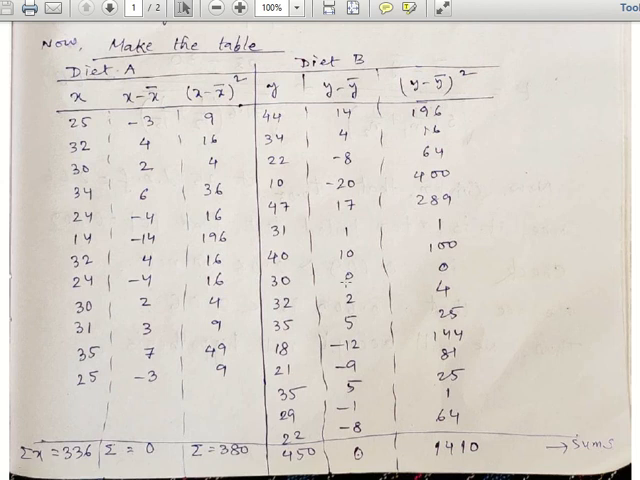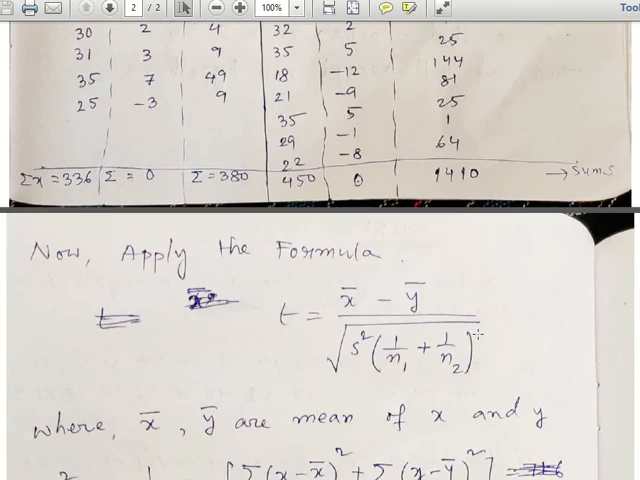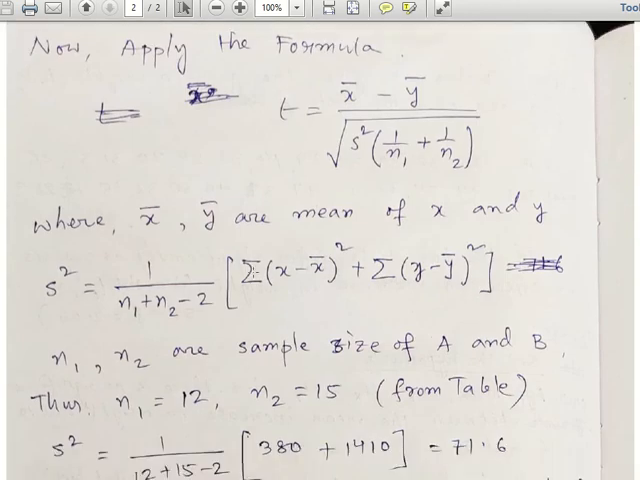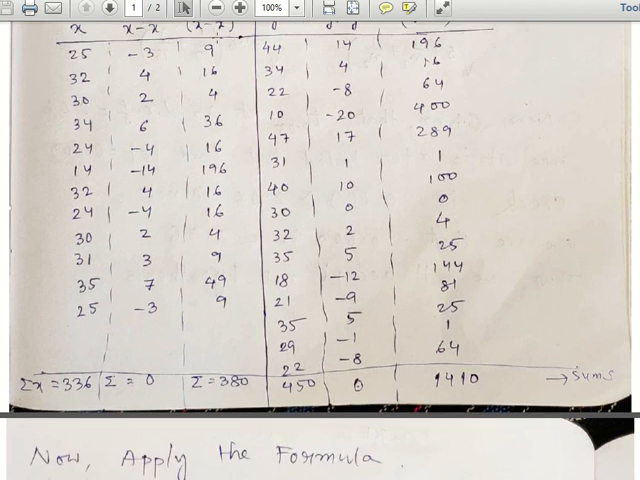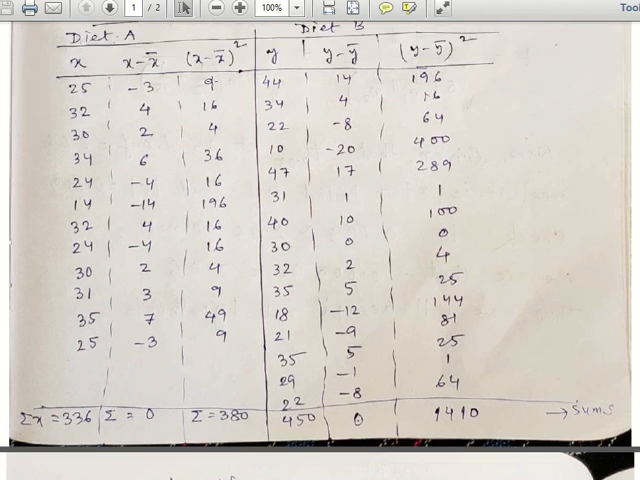Just now calculate each and every number, and then (y minus y bar) whole square, that is 40, 14 whole square, 4 whole square, minus 8 whole square is 64, and so on. Okay, now what is the formula? Formula is summation of (x minus x bar) whole square. So summation of (x minus x bar) whole square is just now add all these numbers. That is (x minus x bar) whole square.